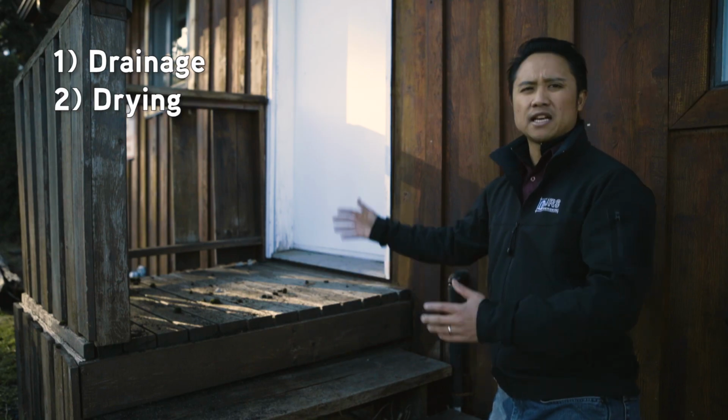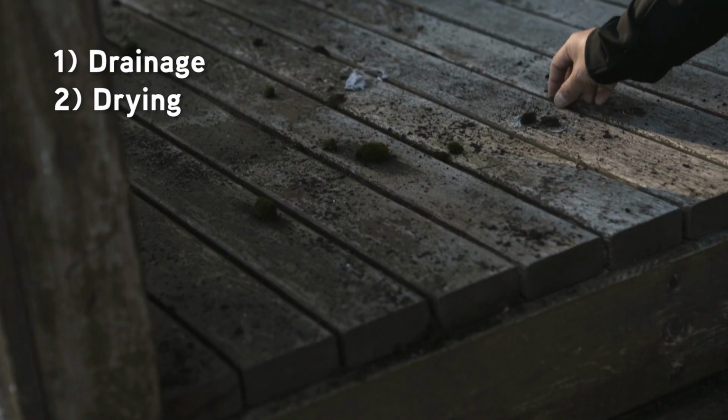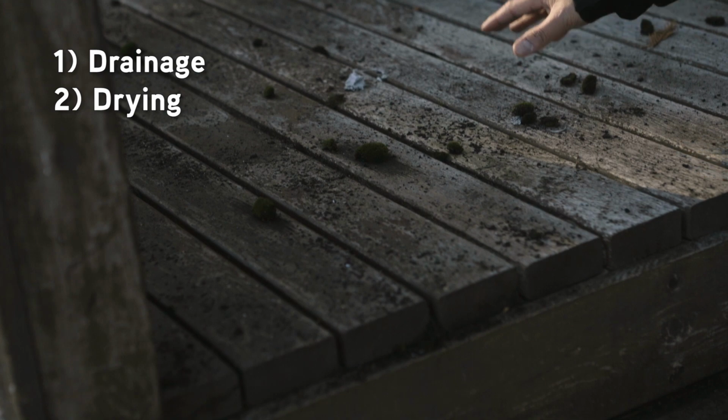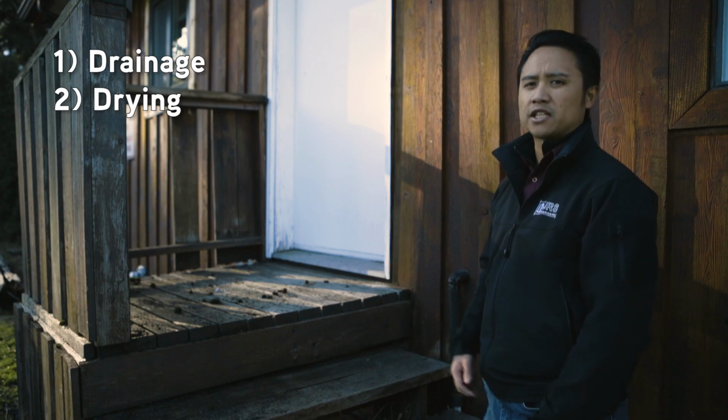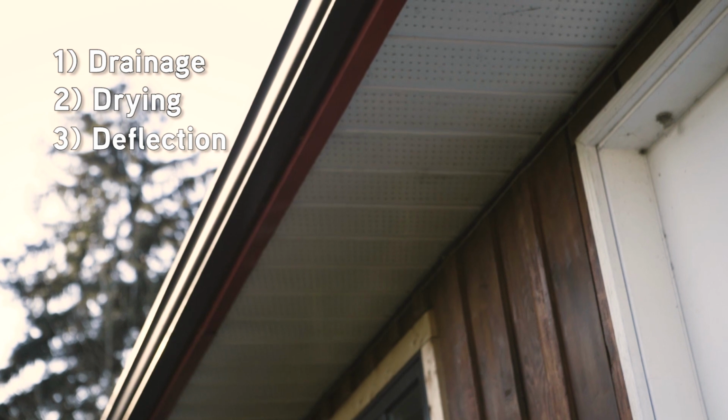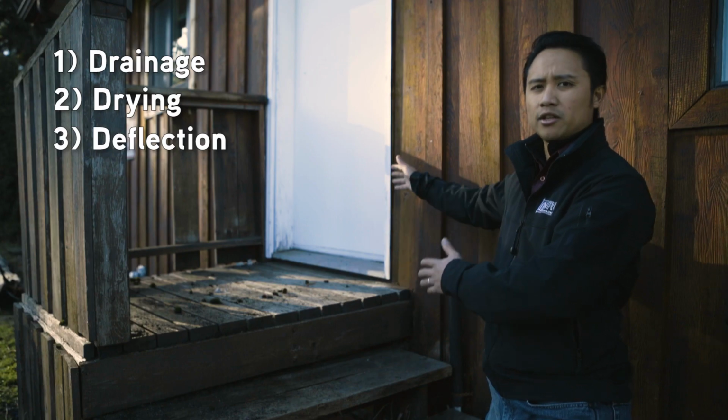You want to make sure that the sun's able to hit it and evaporate as much water as possible. As you can see, there's a lot of moss here that might not be working for this particular balcony. The third D is deflection. So as you can see here, there's a nice roof eave to ensure that a majority of the water never even touches the balcony or the door itself.